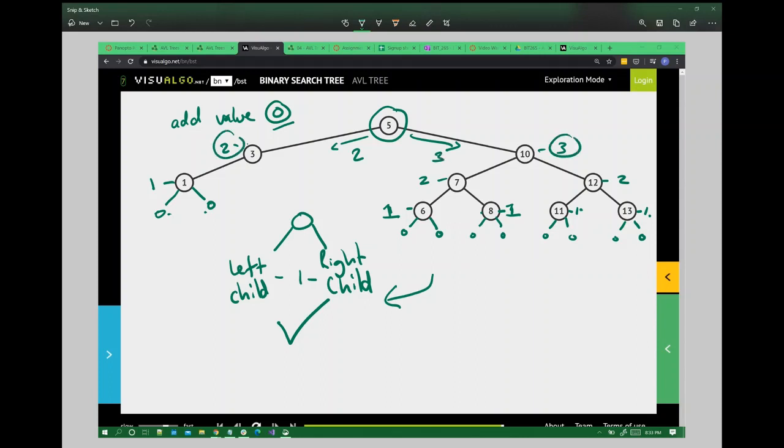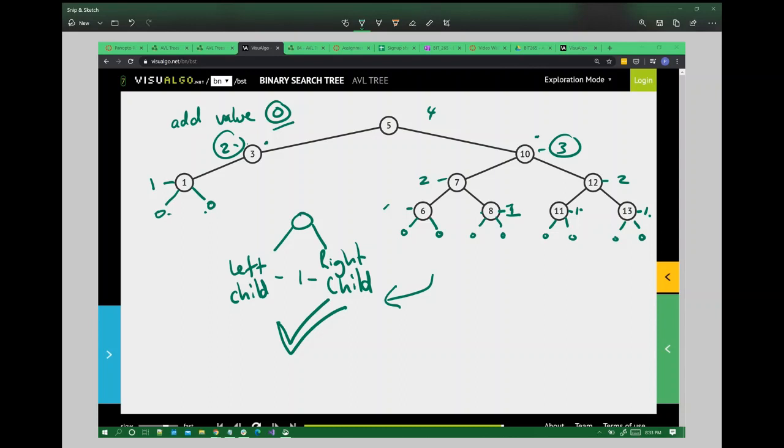Again, the difference between these two is just 1. Again, this satisfies this condition, absolutely fine. And in this case, this is always 1, and it always takes the biggest value out of the left child node and the right child node. In this case, the biggest value is 3. So we do 1 plus 3, which is equal to 4. This is at level 4.